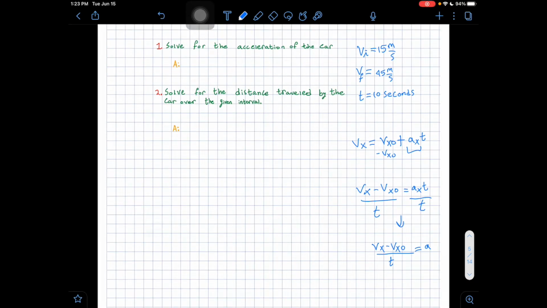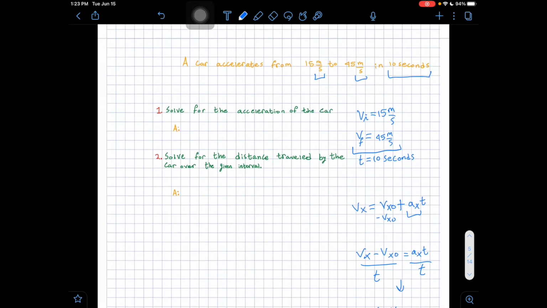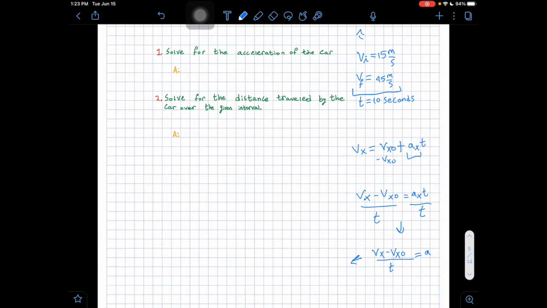We know that our final velocity was 45, as given in the problem right here. So we have 45 minus our initial velocity, which was 15 meters per second, over the time given, which was 10 seconds. So we have 45 minus 15, which is 30, over 10 seconds. So we have 3 meters per second squared as our acceleration. And that's how you do number 1.